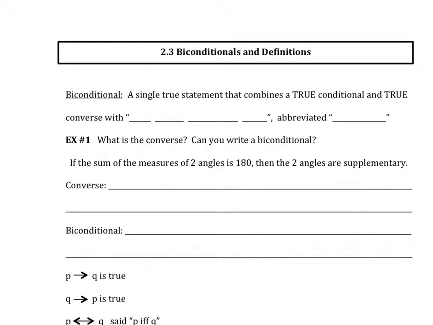So a biconditional is this, okay? A biconditional is a single true statement that has a true conditional and a true converse. So your original statement and then the reverse of that statement are both true, with the phrase if and only if, okay? You may write that phrase every single time as IFF. If you write IFF, I know you mean if and only if. If you write IF, it's wrong. So just make sure you do if and only if, okay? IFF.